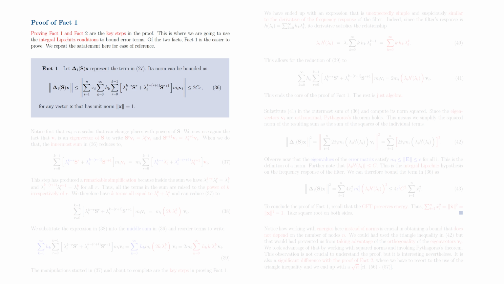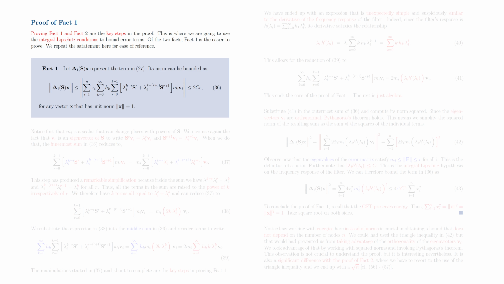The statement of fact 1 involves the definition of the term delta 1 of s times x and the bounding of its norm by 2c epsilon for any vector x that has unit norm. In the definition of delta 1 of s times x, we have three summations. The innermost sum is over index r, which represents different powers of s. It comes from the binomial expansion in equation 20.